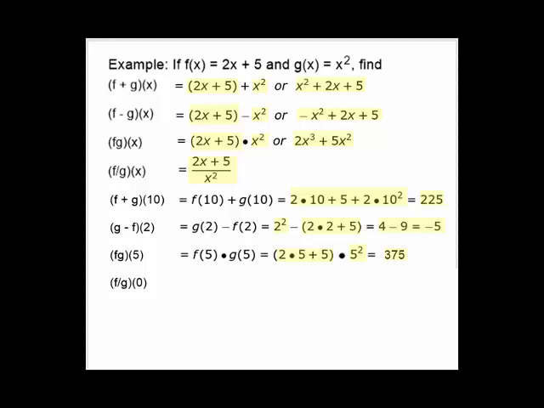And then last, we have f over g of 0. That's going to be f of 0 divided by g of 0. F of 0 is 2 times 0 plus 5. G of 0 is 0 squared. So we just get 5 divided by 0, and division by 0 is undefined. So our last answer here is just undefined.